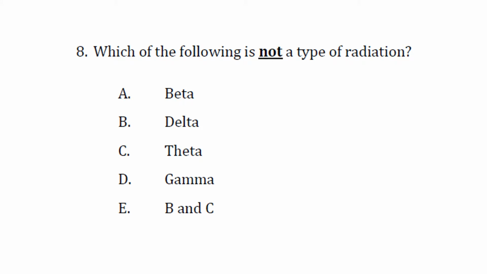Which of the following is not a type of radiation? Now, beta is a radiation. Delta is not a type of radiation. There's no such thing as a delta radiation. We also don't have a theta radiation. However, we have gamma radiation. So to answer the question, which is not a type of radiation, that would be B and C. So the correct answer here is choice E.